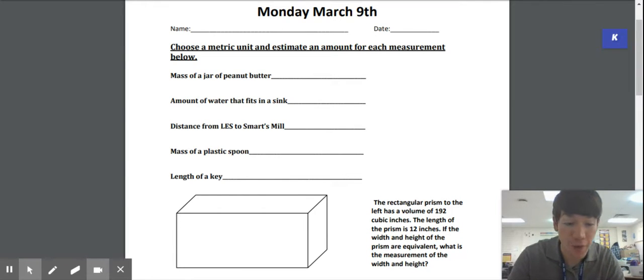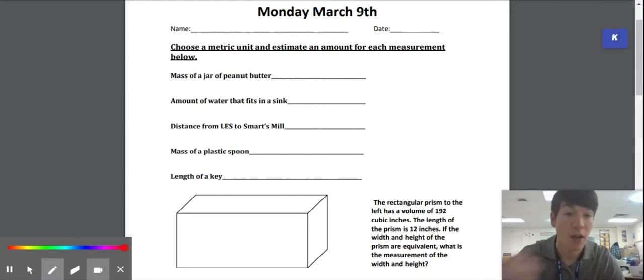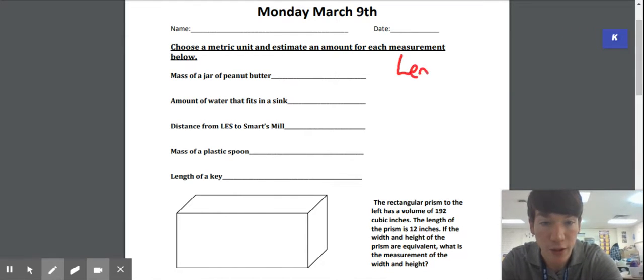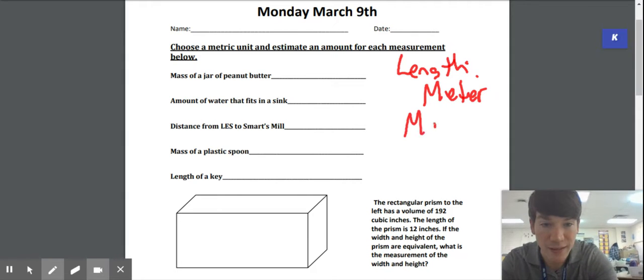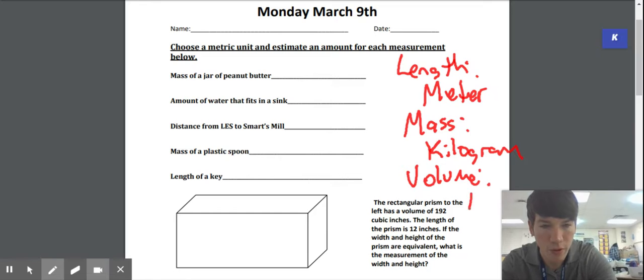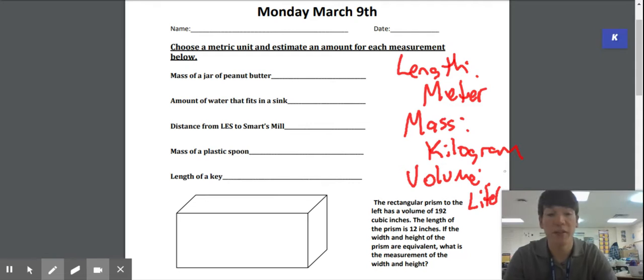We're going to start off this morning with some review of the metric system. Now, when we're talking about the metric system, let's remember that we're talking about three basic units. When we're talking about length, that basic unit is going to be the meter. When we're talking about mass, we're going to be talking about the gram or the kilogram, which is more practical usually. And when we're talking about volume, we're talking about the liter. So we have the meter, the kilogram or the gram, and the liter.